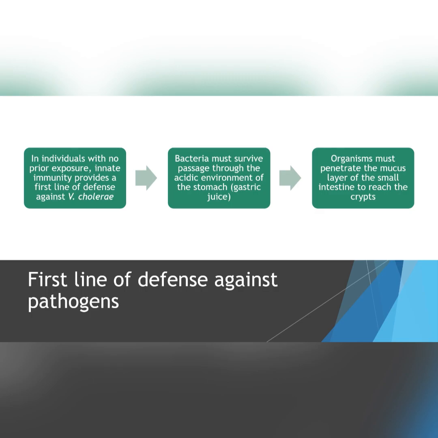Now I'm going to talk about the first line of defense against the pathogens of cholera. In individuals with no prior exposure, innate immunity provides the first line of defense against cholera. The bacteria must survive passage through the acidic environment of the stomach, including gastric juice, which kills most of the cholera bacteria. Vibrio cholerae must then penetrate the mucus layer of the small intestine to reach the crypts, which will lead to infection of cholera.